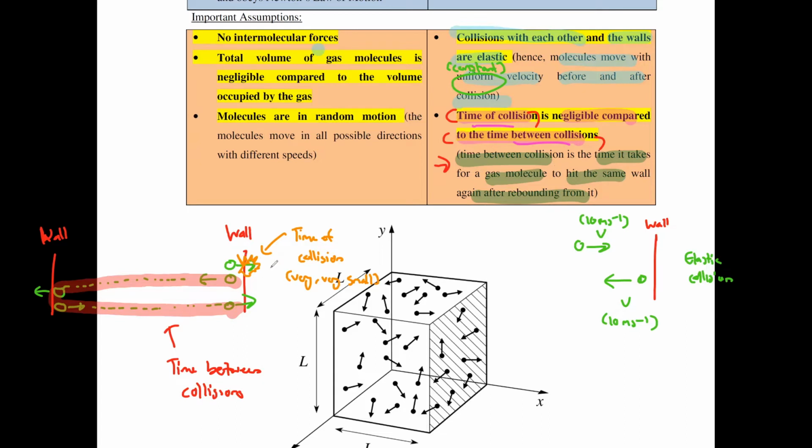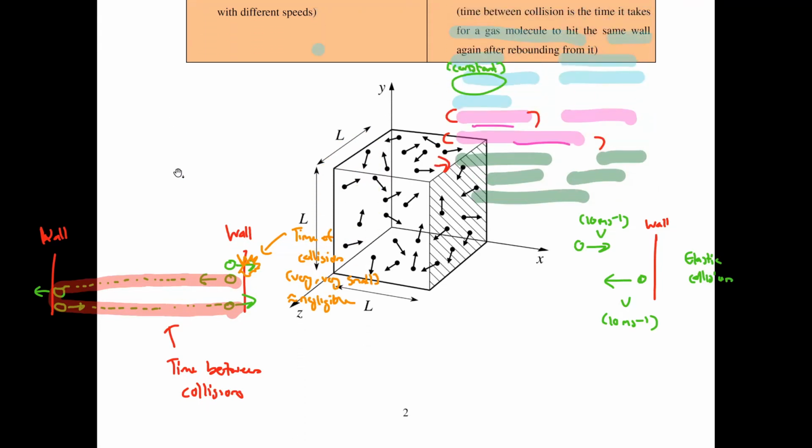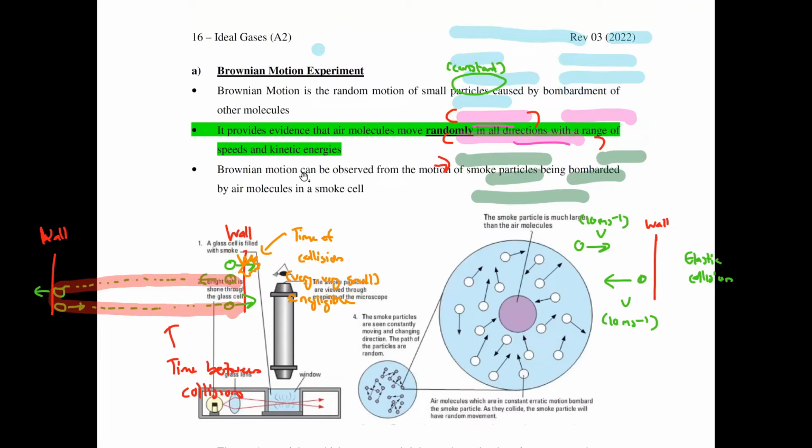So when it comes to kinetic theory of gases, one important assumption is that the time of collision of your gas molecule with your wall is very, very small, to the point that it is negligible compared to the time between collisions. Now you make use of this later for a derivation of one particular equation. Just know that this is one important assumption when it comes to ideal gases. So you have to remember all 5 of these assumptions because you will be asked to reproduce the answers at some point.